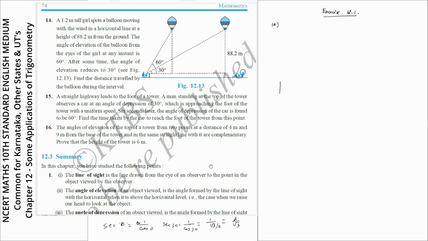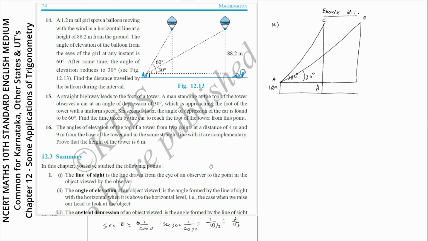So the height of the girl is 1.2 meters, and the balloon is flying at an altitude of 82.2 meters. Okay, I'll call this point A. At an angle of elevation of 60 degrees, the balloon is spotted. We'll call this point C, this B, and after some time the balloon moves to point D, and now the angle of elevation is 30 degrees.